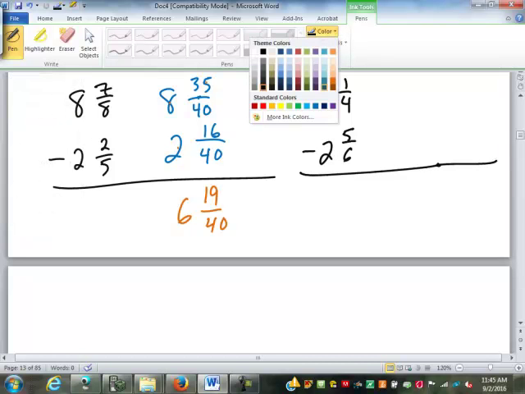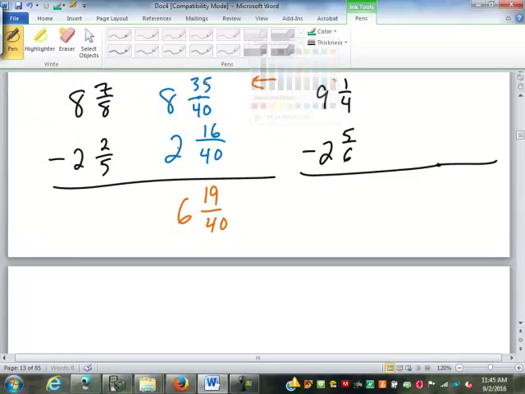It can get a little worse than that. Here, 9 and 1/4 minus 2 and 5/6. We need a common denominator, which is going to be what? 12. Good. So what's going to go here? 3 on top. Good. 4 times 3, so 1 times 3. And here you said 10. Yes. 6 times 2, so 5 times 2.